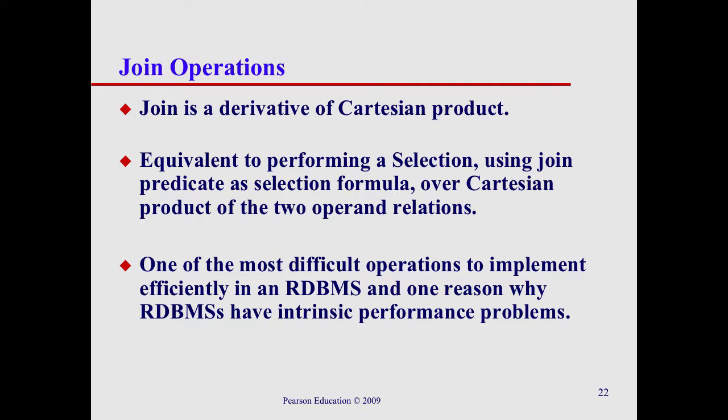Joins are notoriously difficult to implement efficiently in relational database systems, which is why it took them so long to actually come into widespread commercial use. It was over 10 years after they were developed in the research lab before they really started moving into commercial use, and it was because joins are hard to implement efficiently. Just taking a Cartesian product creates potentially millions of tuples in a real database, so you don't actually want to take the Cartesian product.